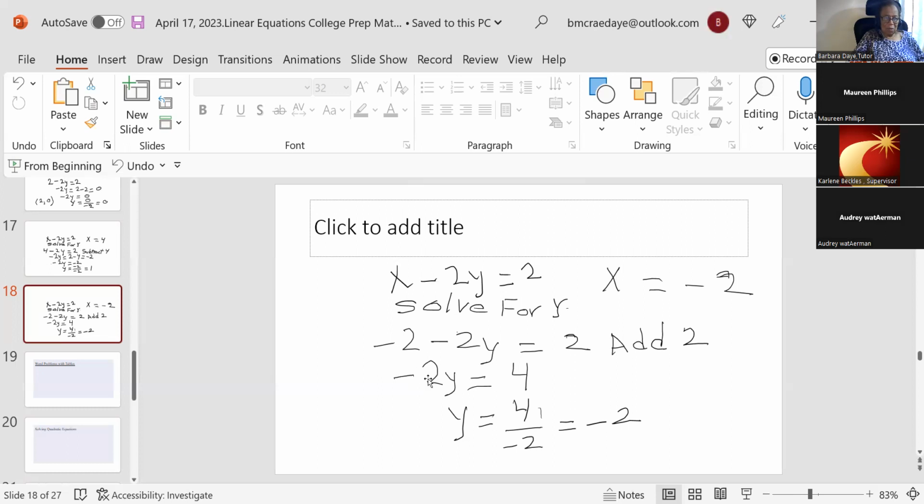No. The 2. There's a multiplication right here. That's your 2 coefficient multiplied by y. So you divide both sides by 2. And a minus 2y divided by a minus 2 is just y. Because minus 2 over minus 2 is a 1. And 4 divided by minus 2 is a minus 2.